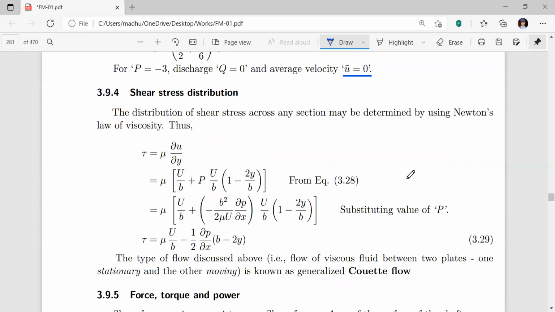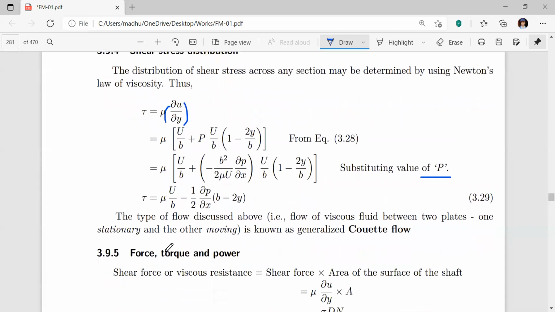Next expression is the shear stress distribution. We know that tau is equal to mu into du by dy. It is Newton's law of viscosity. You substitute this du by dy from the above equation 3.28, and you will get the following expression. Simplifying, after substituting the value of P, finally we'll get the shear stress distribution tau as mu into [U by B minus 1 by 2 dP by dx (B minus 2y)].